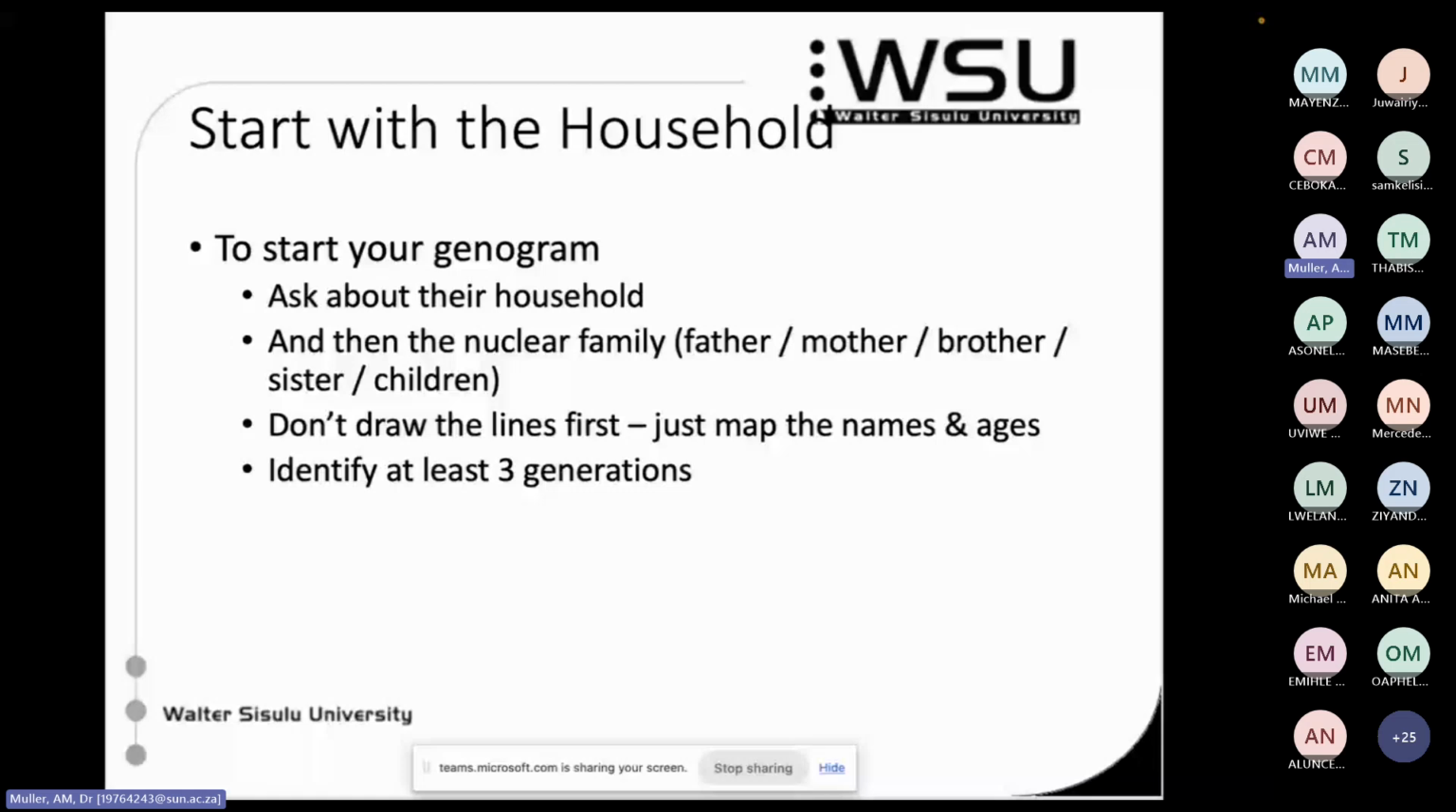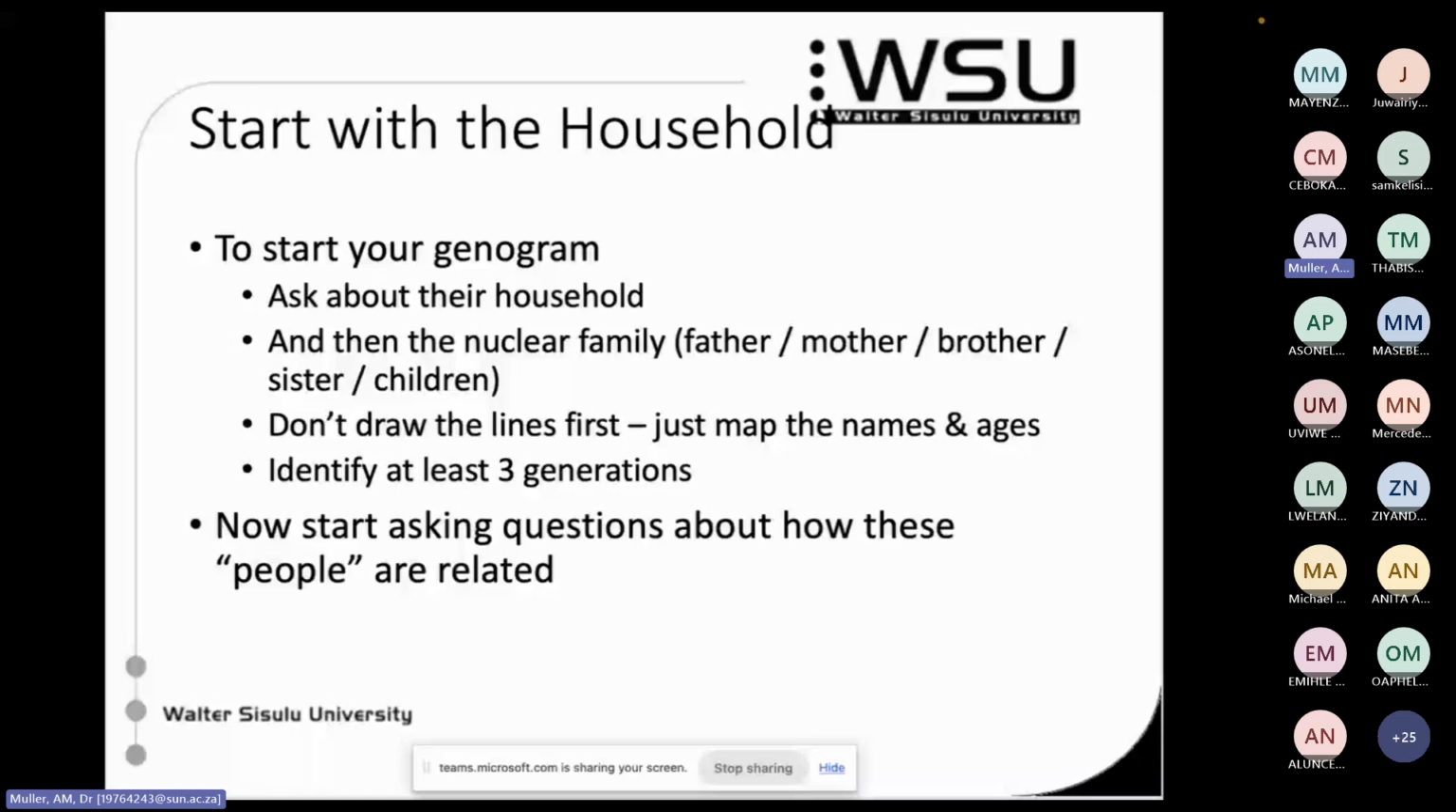And you don't draw the lines in first. You just start getting an idea of the names and the ages, and then you can start looking at how they relate to each other. You want to identify at least 3 generations. So you're going to ask your patient, do you have any children? That'll be a generation below them. And you're going to ask them specifically about their parents, whether they're still alive or not. And that already gives you 3 generations.